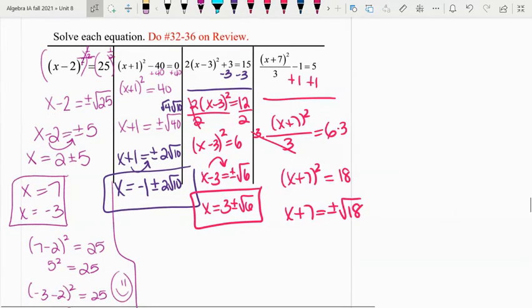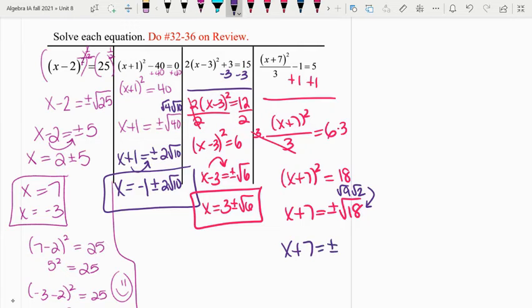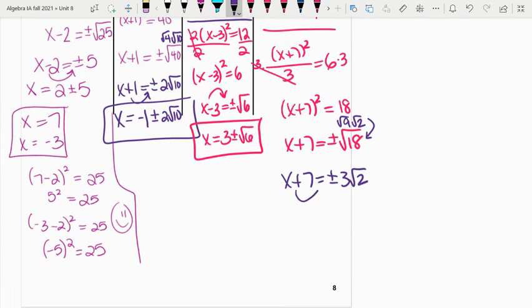We can break down 18. It divides by 9 and 2. So x + 7, that's a 2, not 7. x + 7 equals plus or minus 3√2. Move your 7 over, so minus 7 here. So x equals negative 7 plus or minus 3√2.